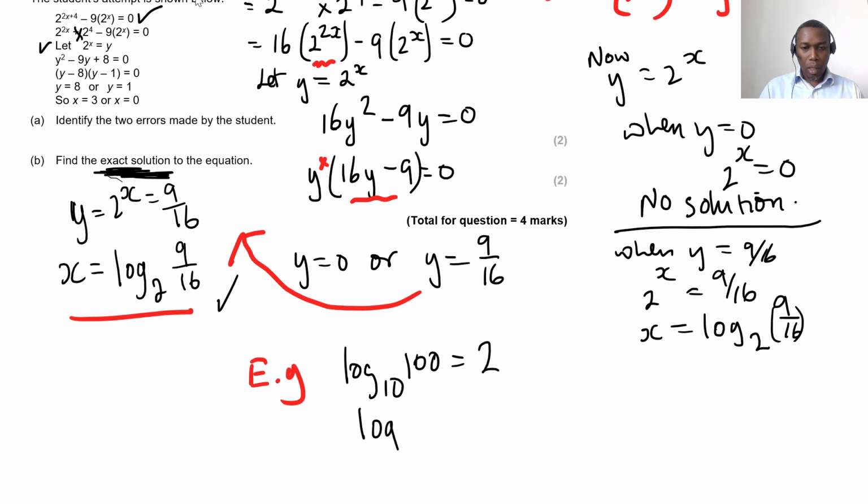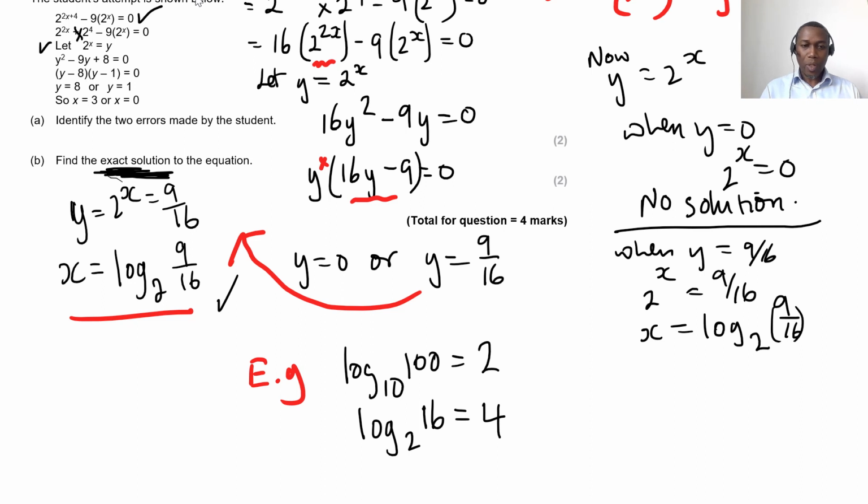So if I do log base 2 of 16, the answer would be exactly 4. So the log finds the power. It's the opposite of working out the power. It's actually finding what the power, or the index, or the exponent is. That's what a logarithm does. When I write log base 2 of 16, I'm saying: what power of 2 will give me 16?